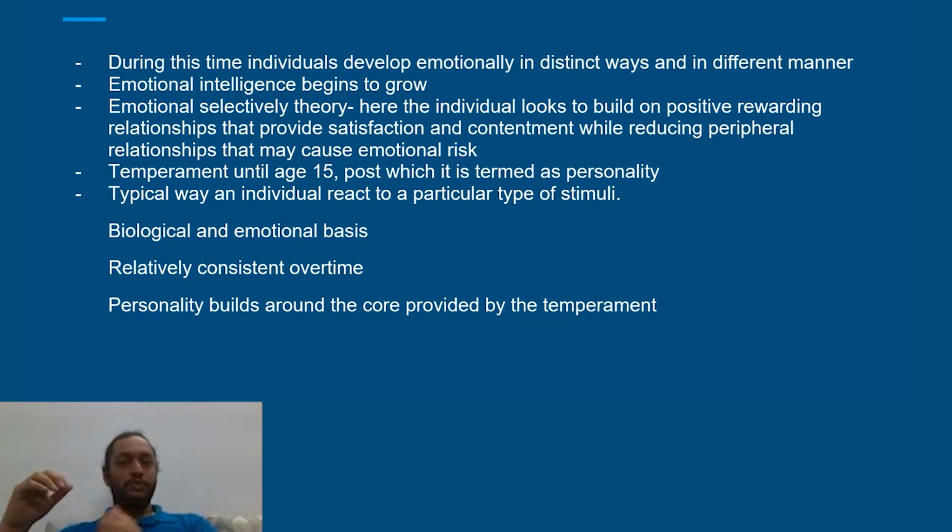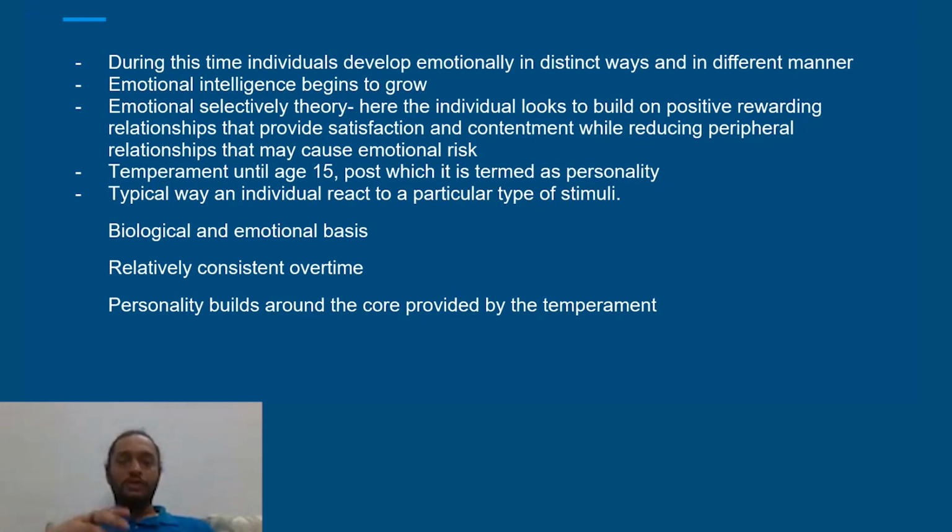So emotional selectivity theory is where the individual looks to build on positive, rewarding relationships and improve their satisfaction and contentment from those relationships while leaving out relationships that are far away and in the periphery, and that might cause some form of emotional risk, right?